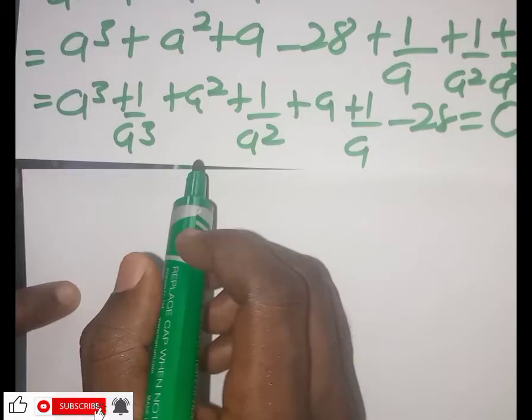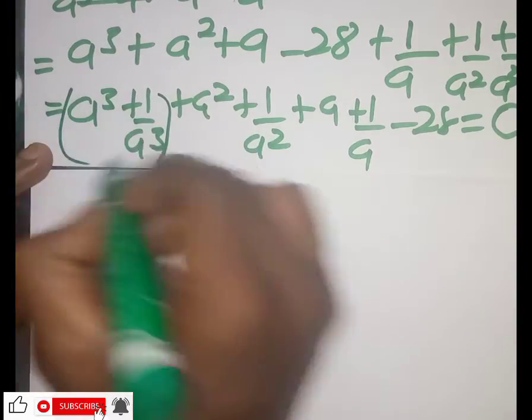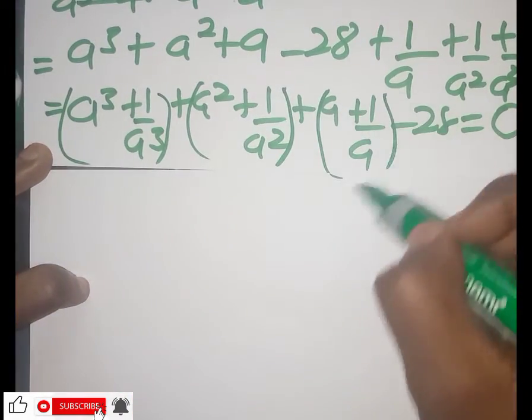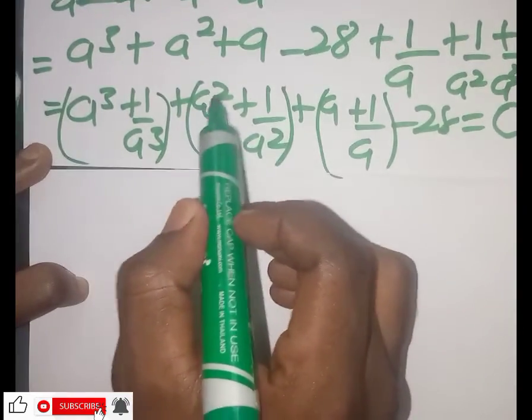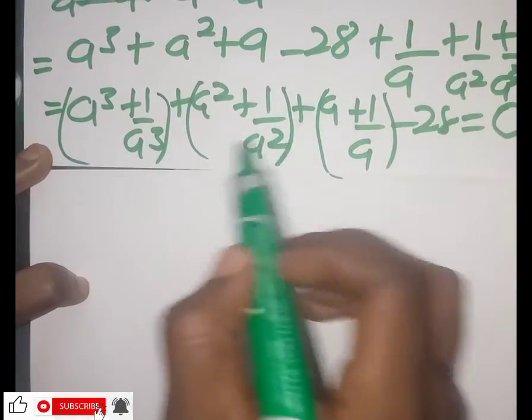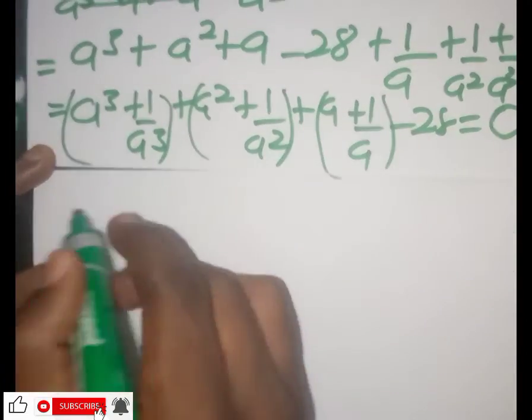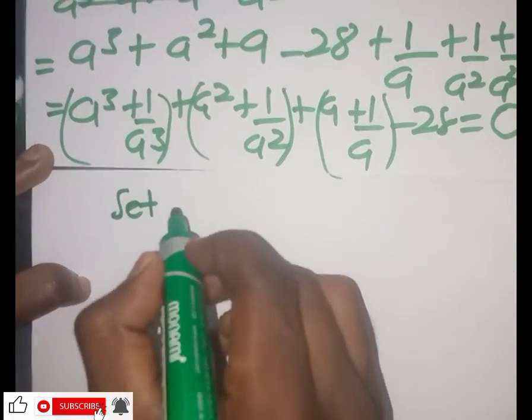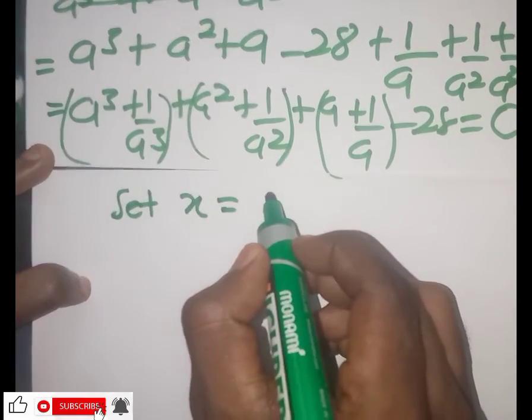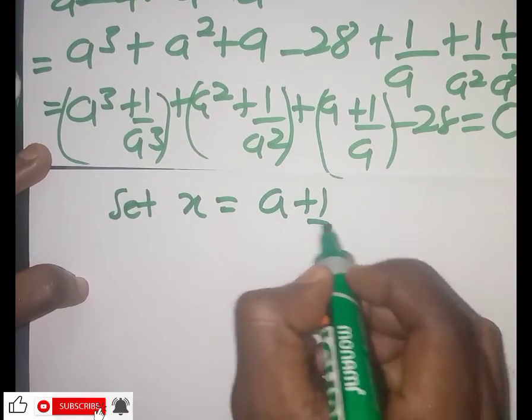So now if you look at the whole thing, you realize that we have different types of terms over here, right? Now this term over here, which is a squared plus 1 over a squared, can be written in terms of this term that we see over here. So if that is the case, then what we have to do is to set, let's say, a variable s here being equal to a plus 1 over a, right?